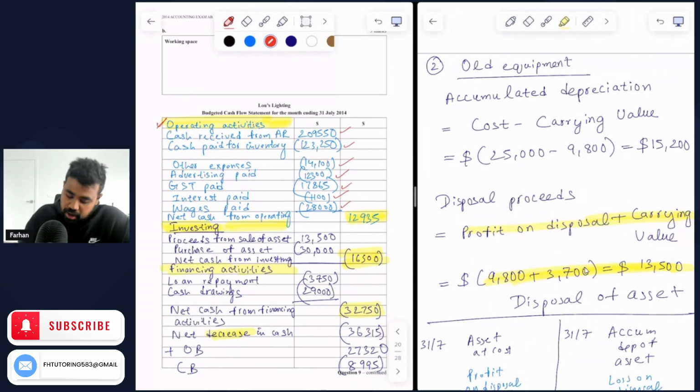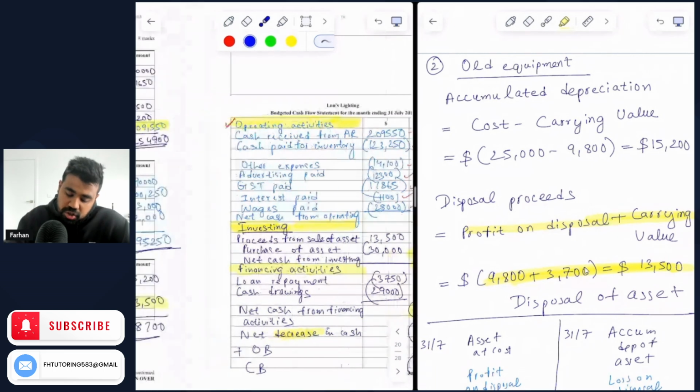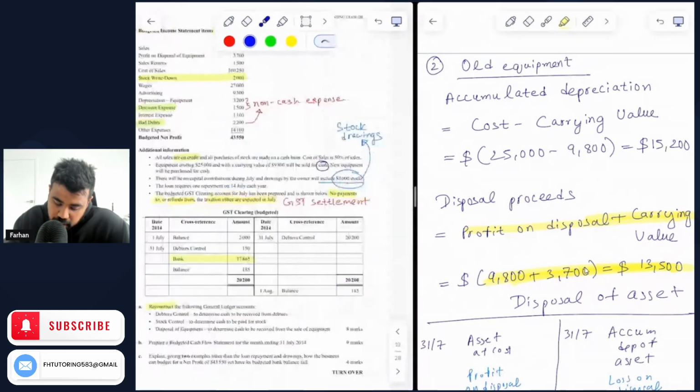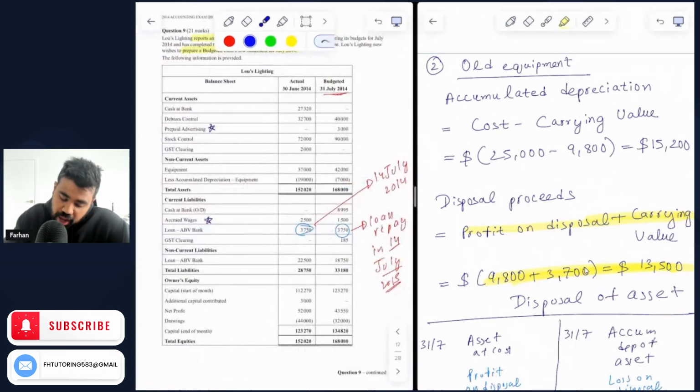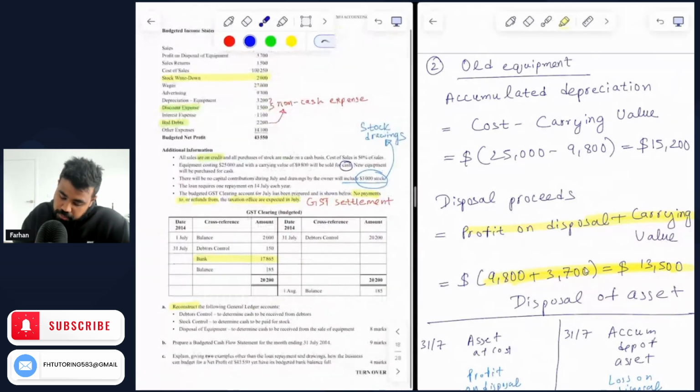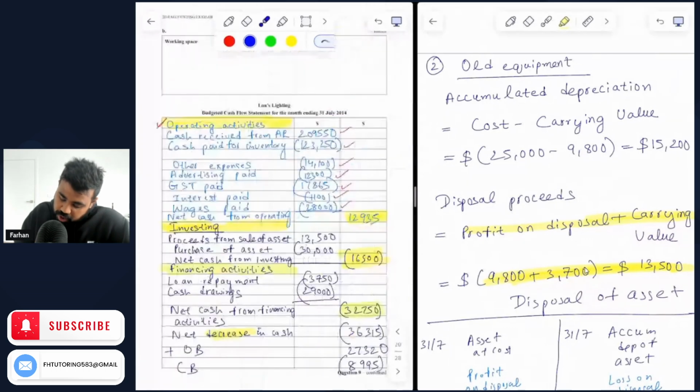And then you add the opening balance. I've just written OB because I got lazy. So opening balance of $27,320. This is a positive number, which means this should be an asset. Let's verify that. Check the balance sheet, and you will see that the cash at bank was a current asset of $27,320 at the end of the previous period, which is the opening balance at 1st July 2014. So we have added that.